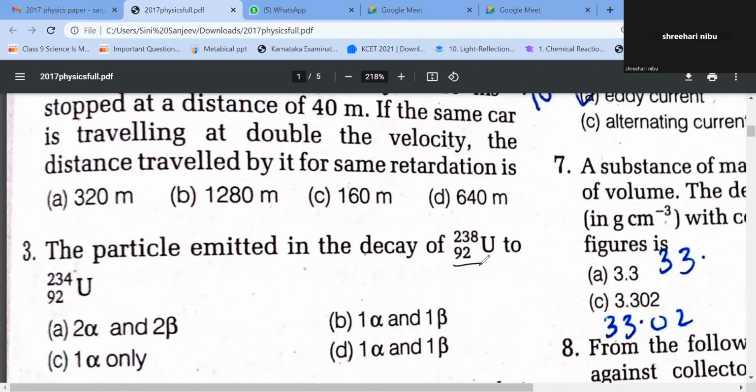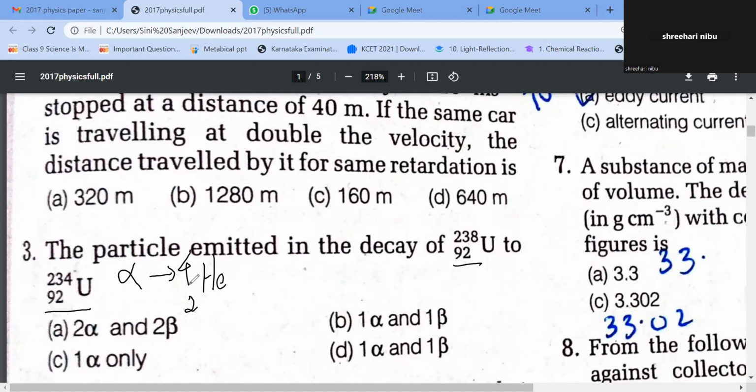So this is decaying into uranium 92, 234. The higher number is always the mass number, and the lower one will be the atomic number. Correct? So during alpha decay, what is liberated? Helium. What is the atomic number of helium? 2. What is the mass number? 4. Up to this you're clear?